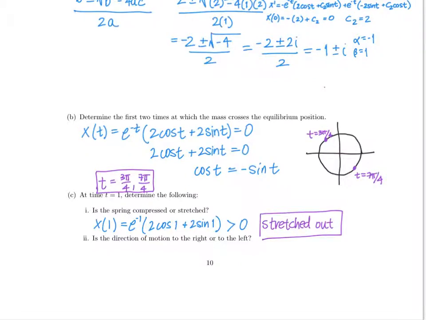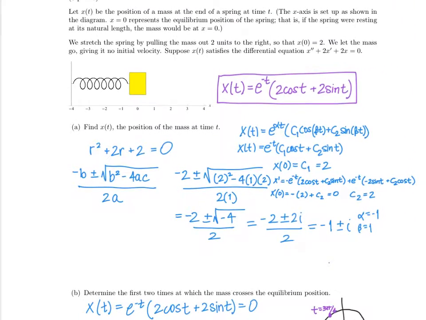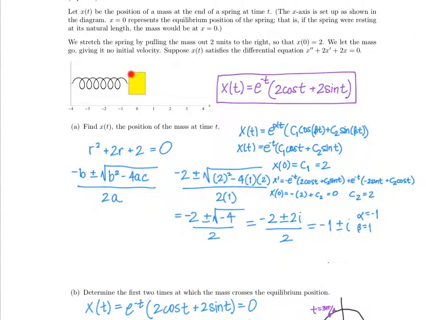If we go back up to this top picture here, we see that we have a spring with a mass at the end of the spring. If its velocity is positive, that means x is increasing. That means x is moving to the right. If velocity is negative, that means x is decreasing. That means x is moving to the left.